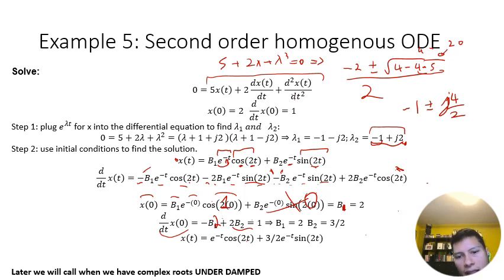So we move the 2 to the other side, and that ends up giving us 3/2 for b2. Once we have the 3/2 for b2, we just plug that into our equation. For b1 and b2 = 3/2, we plug that into our equation, and finally we have our final solution.